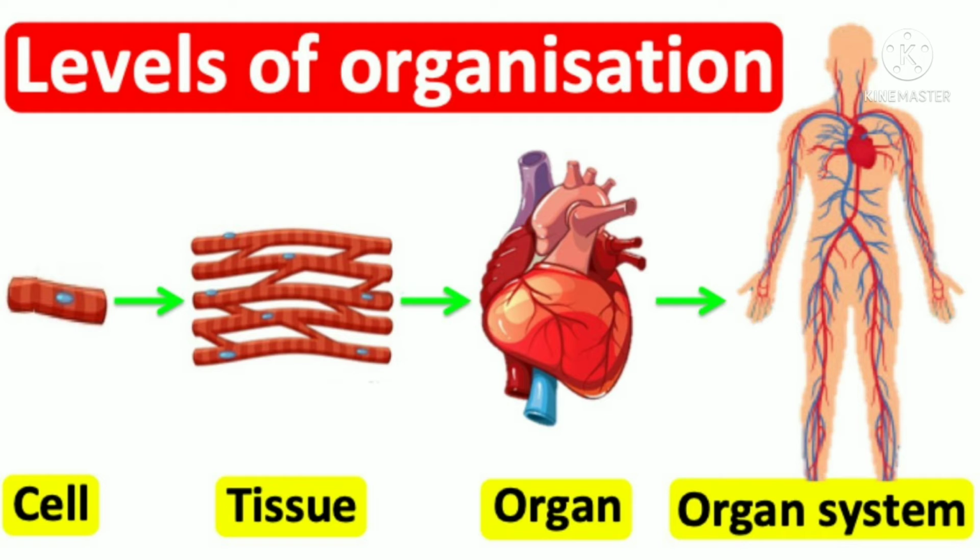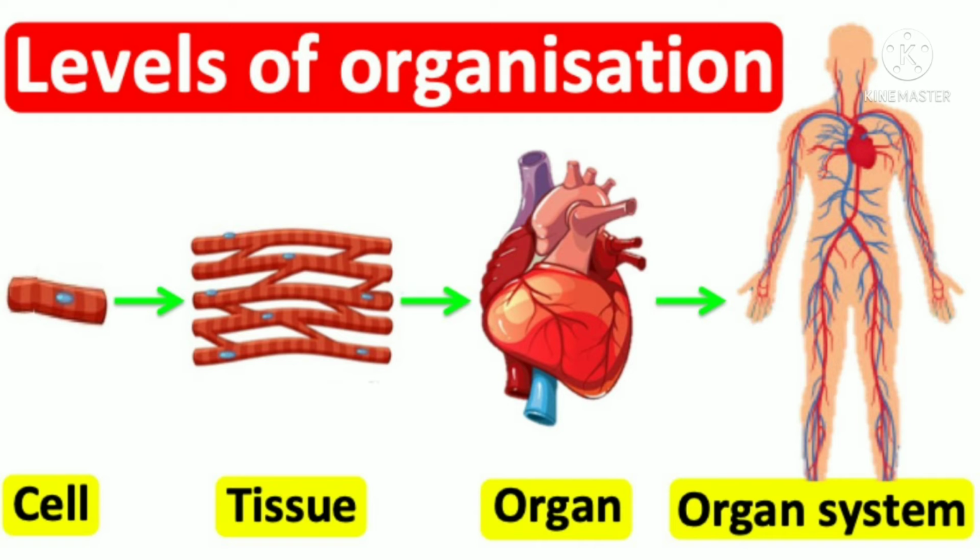When a group of tissues comes together, it forms an organ. An example you can give is the heart, which is an organ in the human body. Next, a group of organs together forms an organ system.